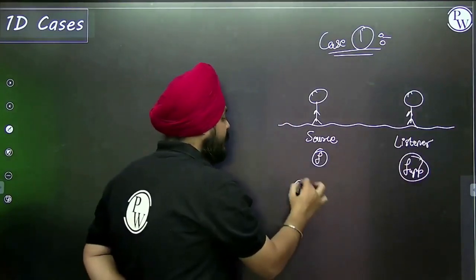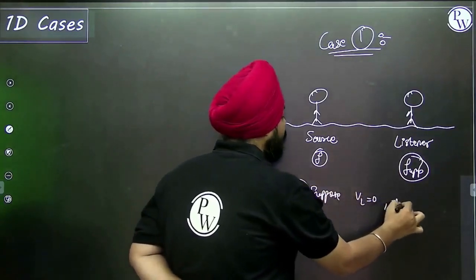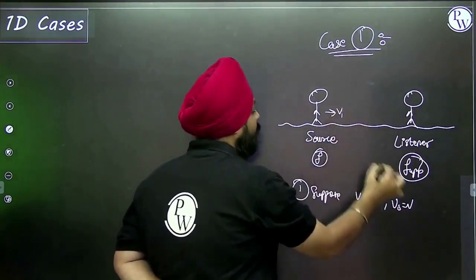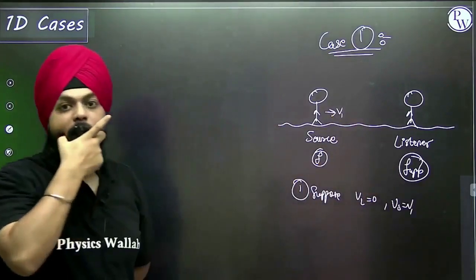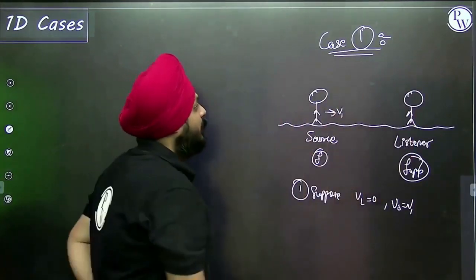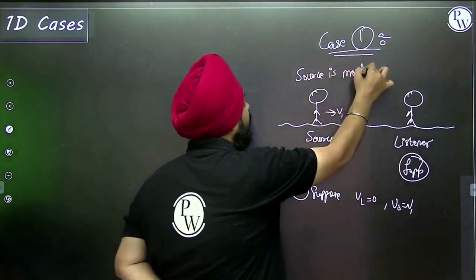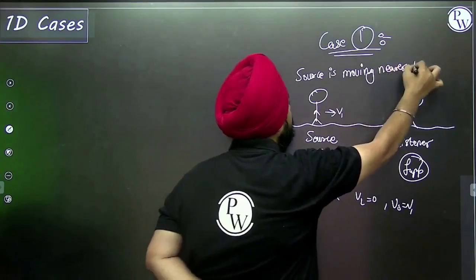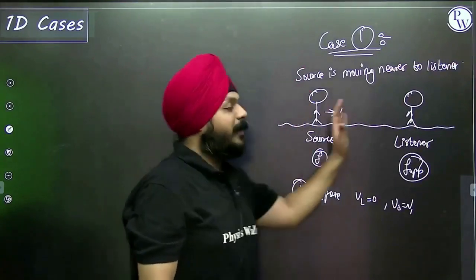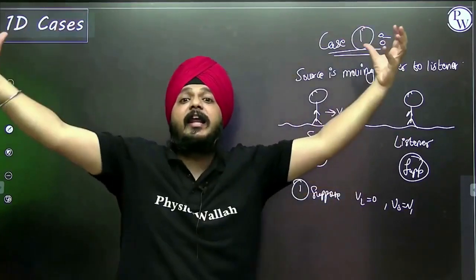Suppose case number one: velocity of the listener is zero and velocity of the source is V1. The listener is stationary, and the source is moving nearer to the listener. So what will happen here? The source is moving nearer to the listener, and obviously the apparent frequency heard by the listener will increase.